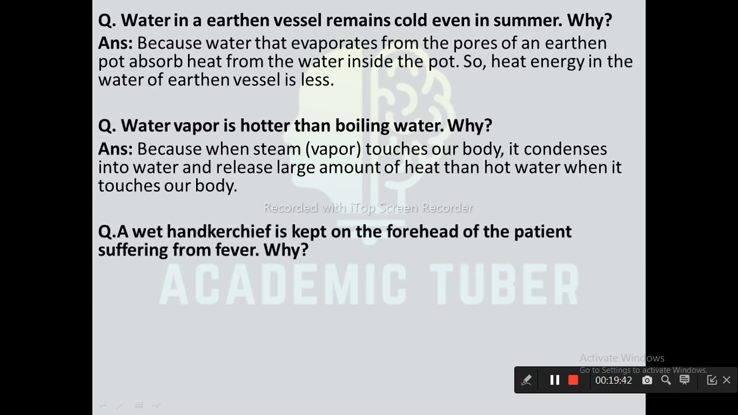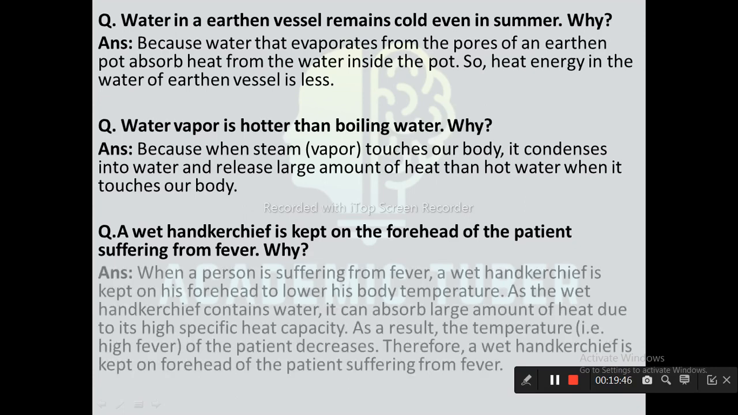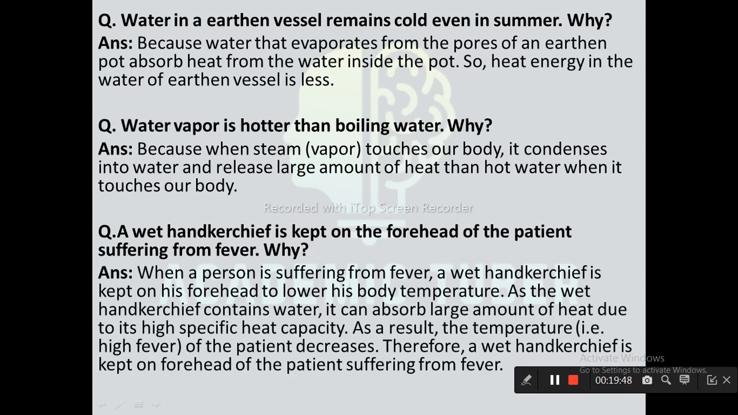Next one, a wet handkerchief is kept on the forehead of patient suffering from fever. When a person is suffering from fever, a wet handkerchief is kept on his forehead to lower his body temperature. As the wet handkerchief contains water, it absorbs large amount of heat due to its high specific heat capacity. As a result, temperature of patient decreases. Therefore, a wet handkerchief is kept on forehead of patient suffering from fever.